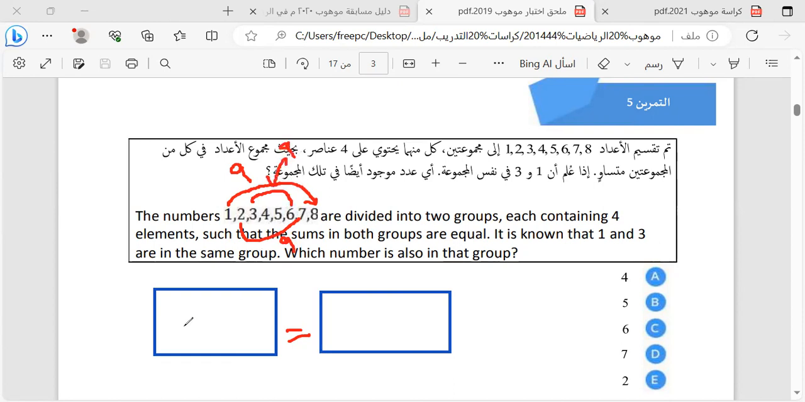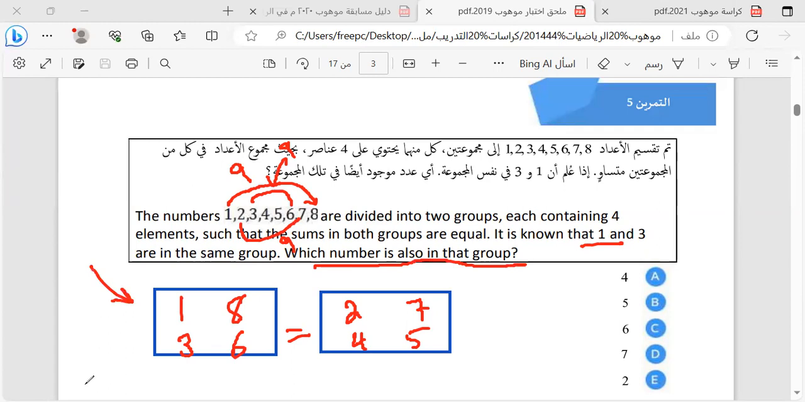And we write the groups. 1 and 3 are in the same group: 1 with 8, and 3 with 6. The other numbers we write here: 2 and 7, and 4 and 5. Now we have 2 groups. So which number is also in that group? In the first group, 6.